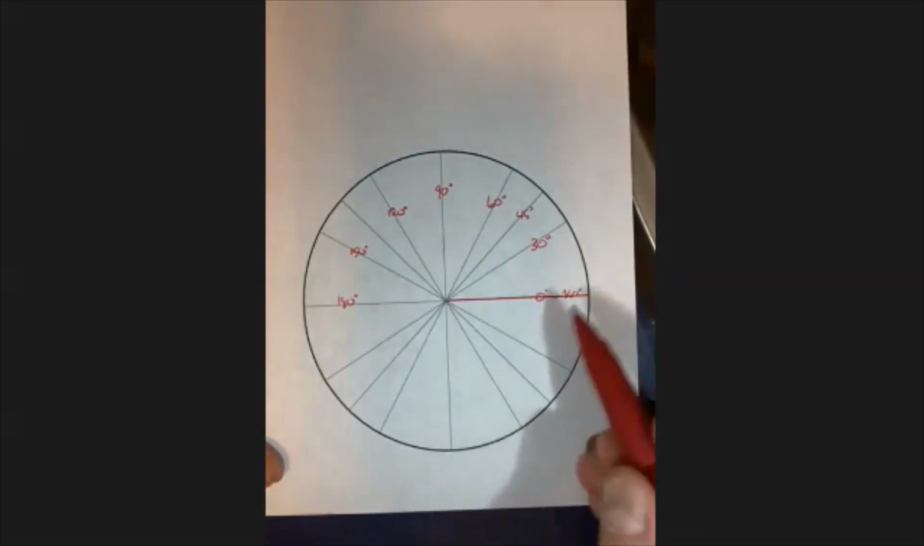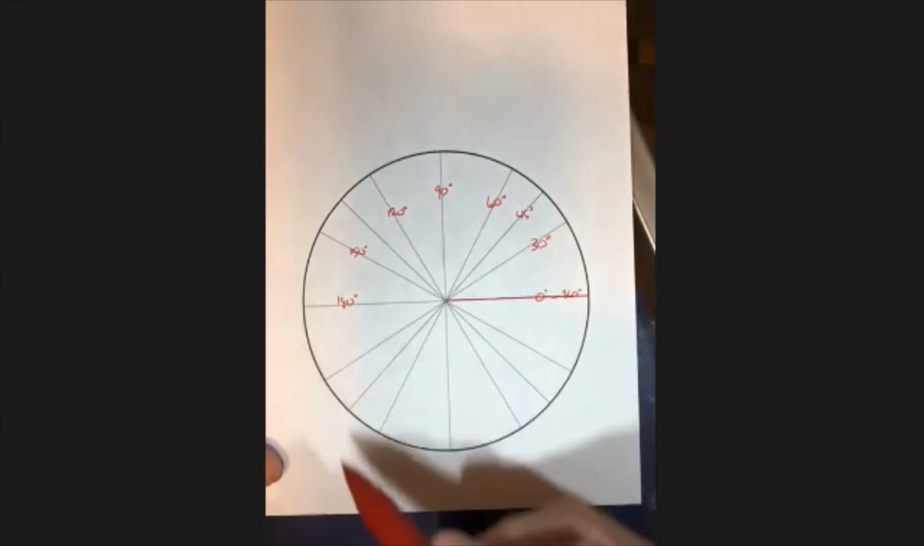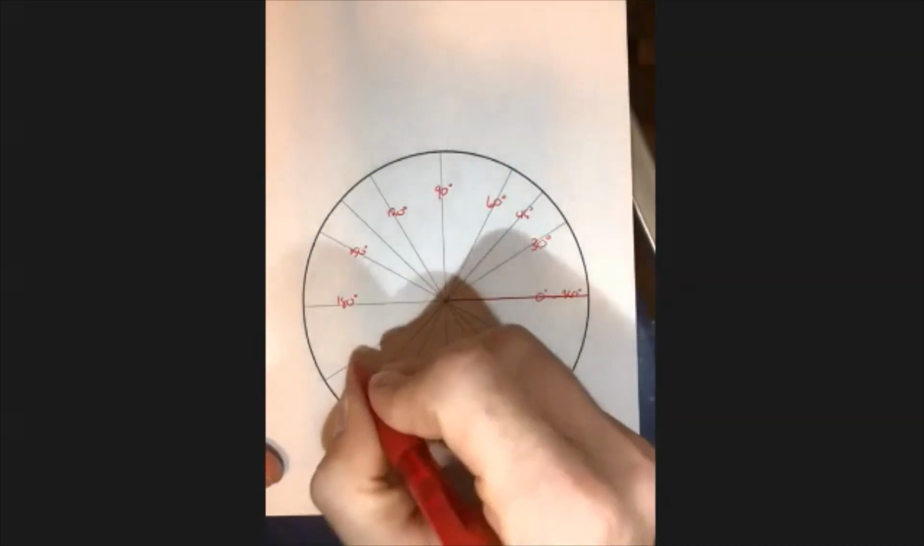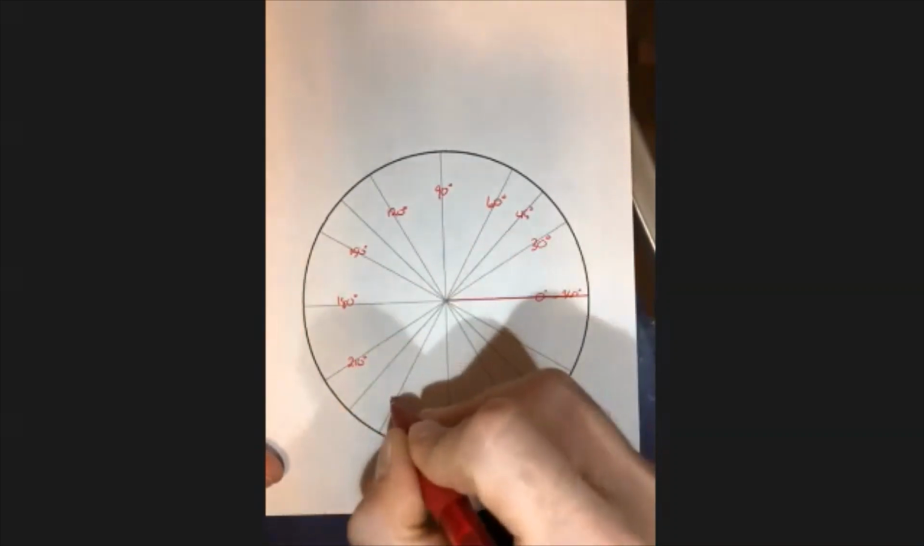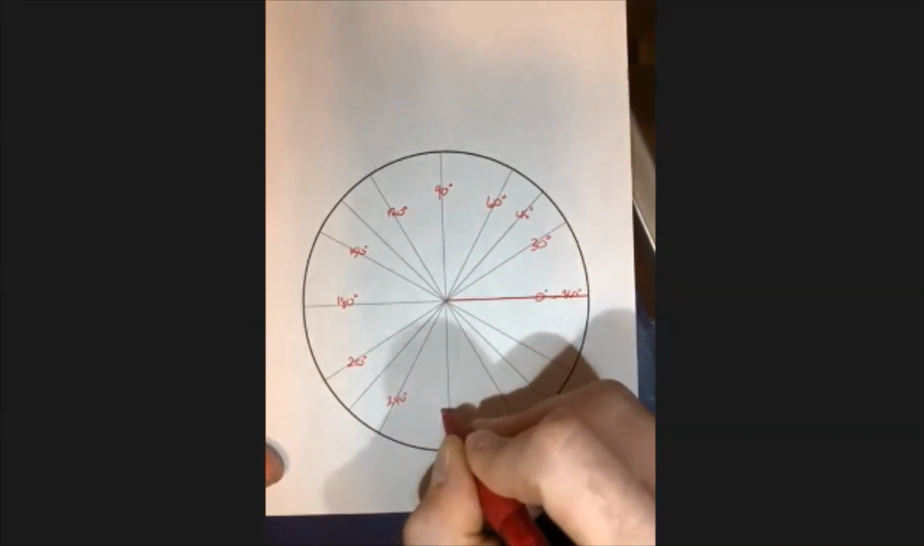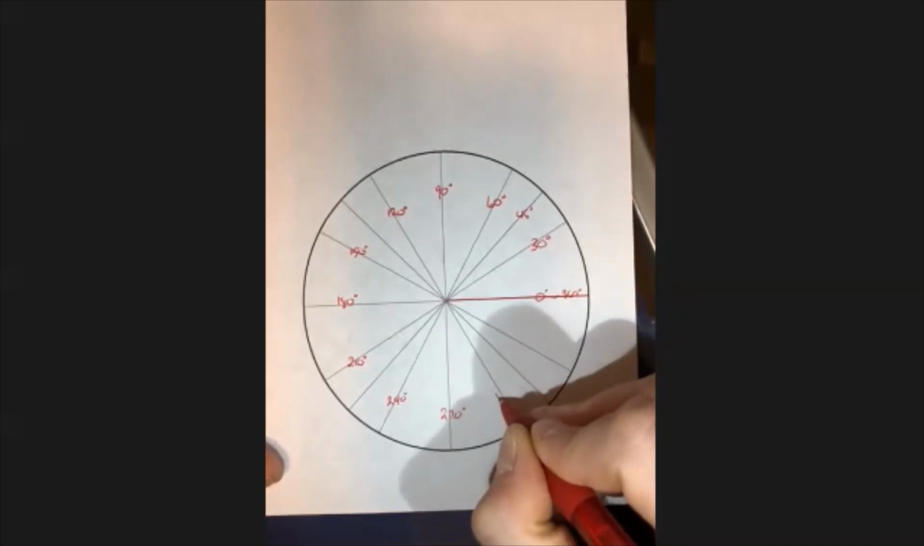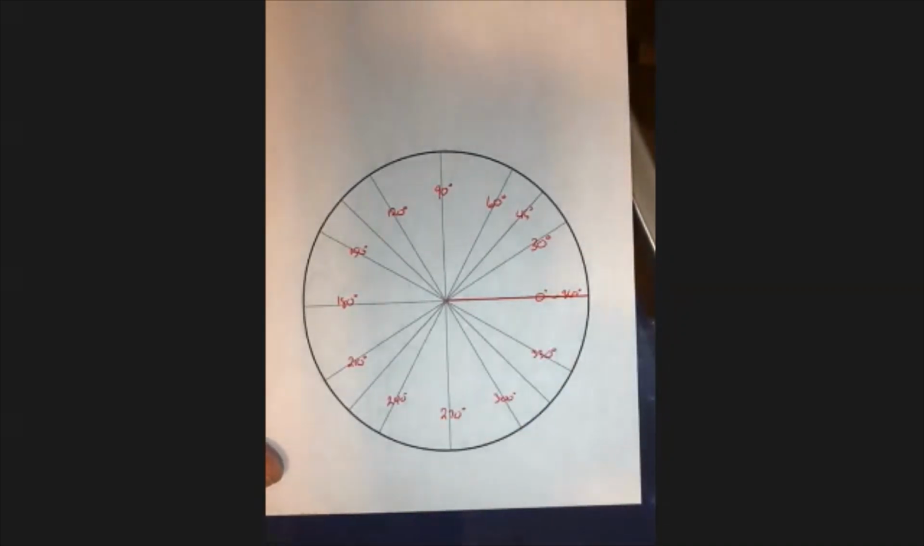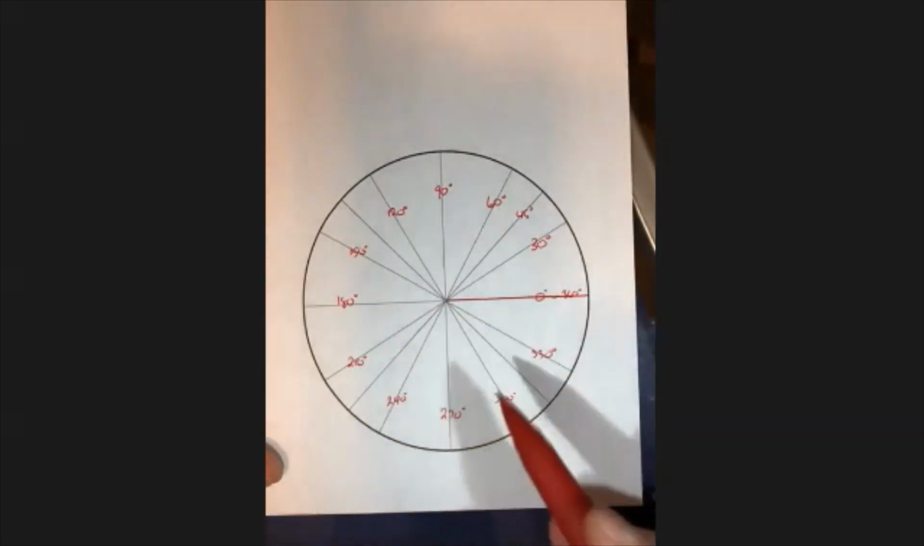180. And that makes sense because that's 180 degrees, right? That's half of 360. Now if I keep going around, I get 210, 240, 270, 300, and 330. And all the way up to 360. So I went up by 30 each time.